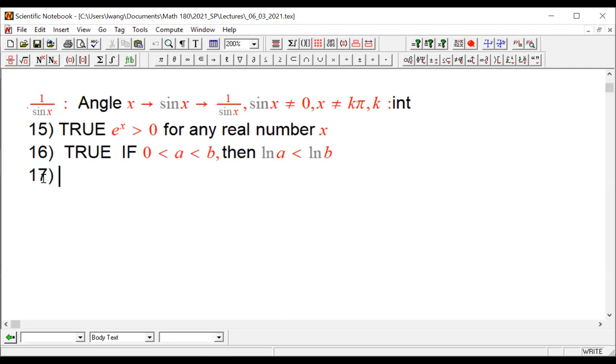17, right? If x is larger than 0, right? It's in the domain. Then, is that true?